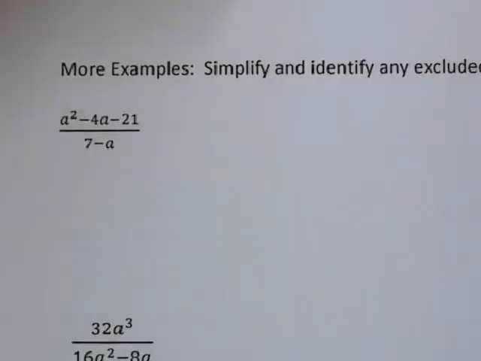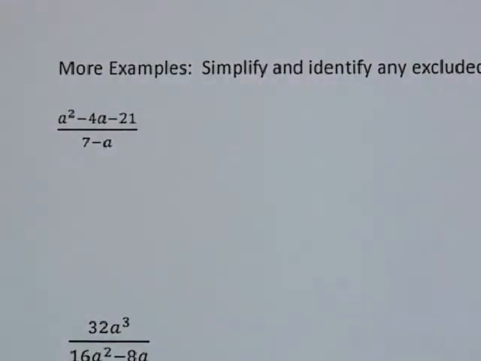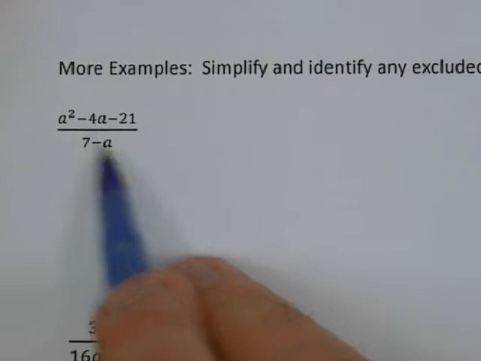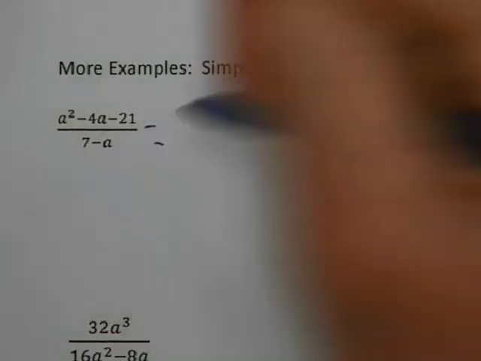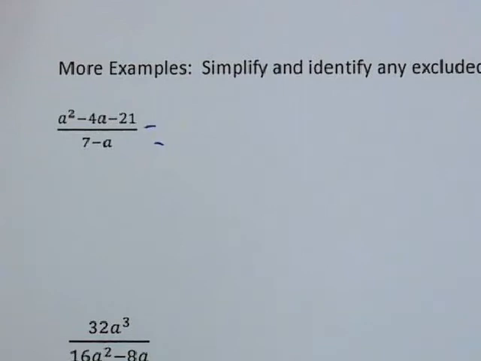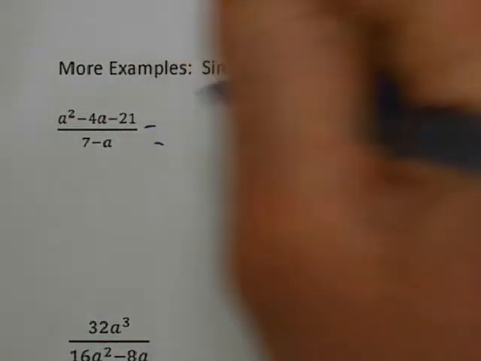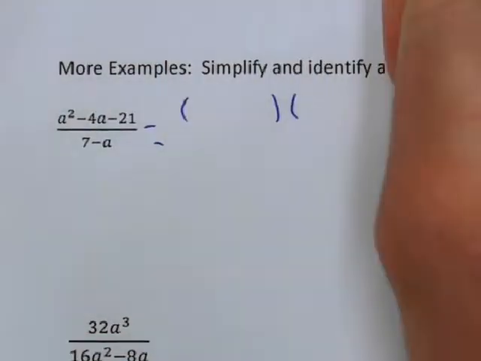All right, so first one, a squared minus 4a minus 21 over 7 minus a. Now, again, the first thing we want to do is factor, because I can't reduce when I'm adding or subtracting things. It's got to be multiplying. So on the top, how do we factor a squared minus 4a minus 21?